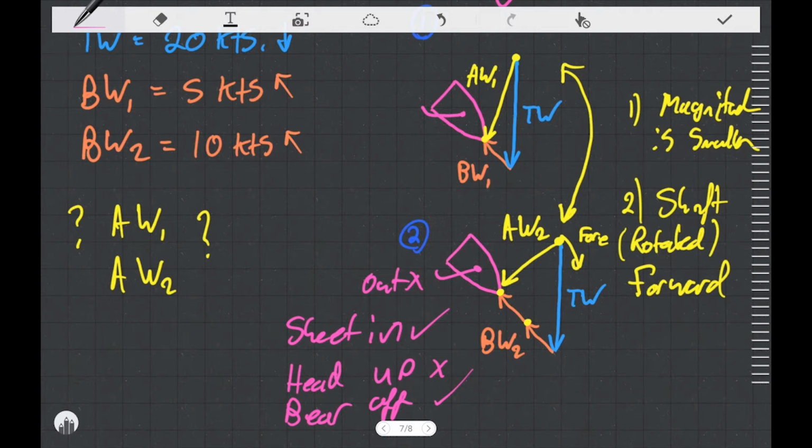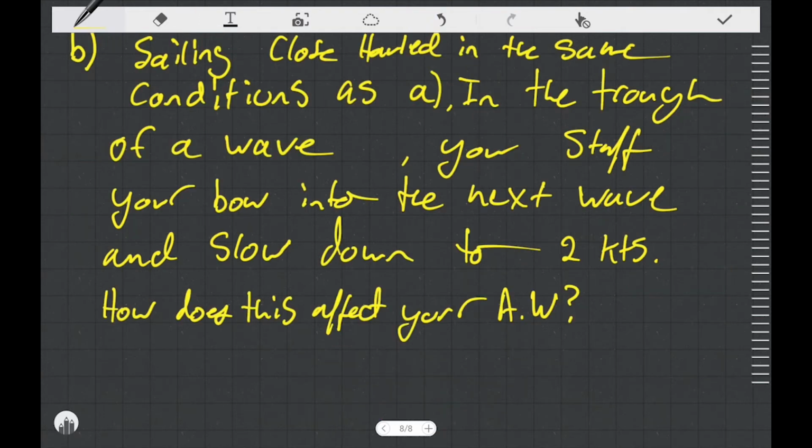And now I just want you to think for a second, if you were racing, what would actually be the right thing to do. So we're trying to get to a mark that's down here, for instance. Would it be a better idea to sheet in and go faster, or bear off and head towards the mark? Well, that's a decision you have to make for yourself, but I would be erring on this side right here. So here we have part B of this example, and it says sailing close hauled in the same conditions as part A. In the trough of a wave, you stuff your bow into the next wave and slow down to 2 knots. How does this affect your apparent wind?